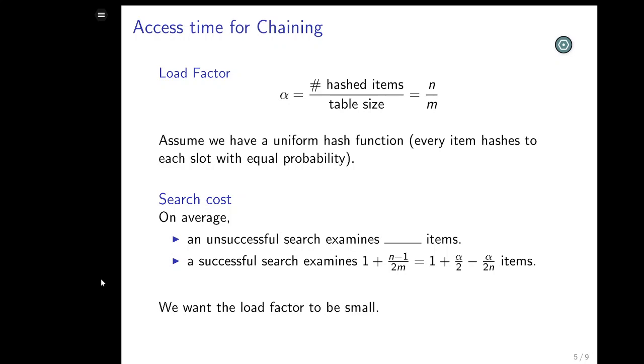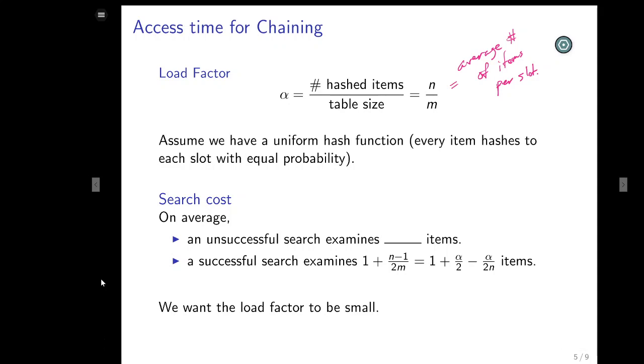What dictates the performance of one of these chained hash tables is something called the load factor, which is simply the number of items that are in the table divided by the table size. So if that number is large, then the number of hashed items in each table slot is large. So this really is like the average number of items per slot.